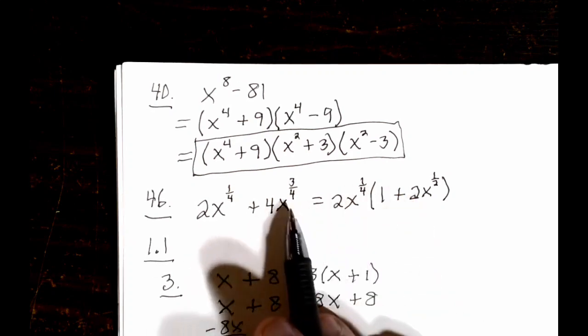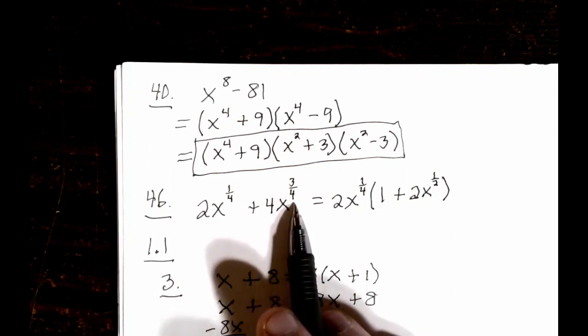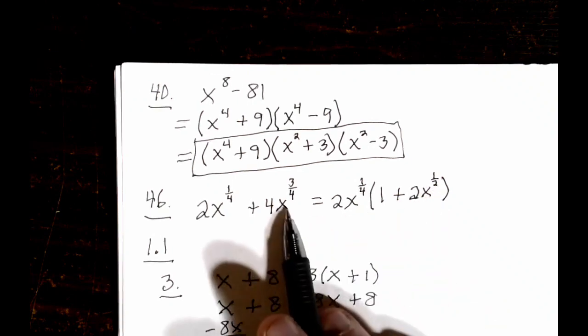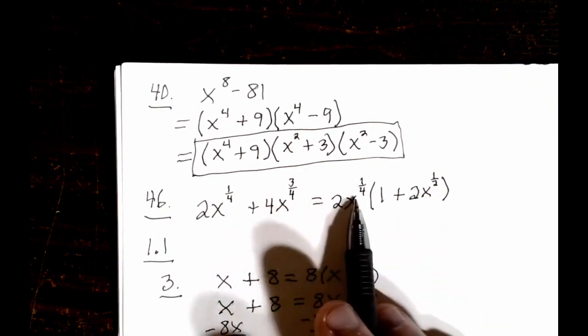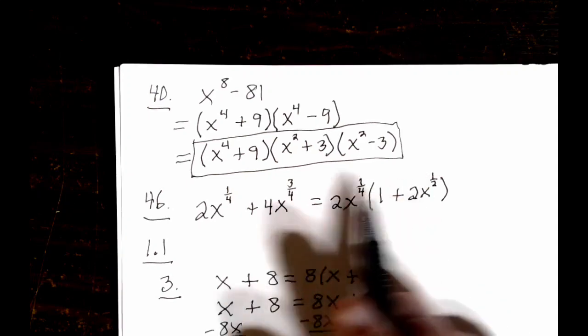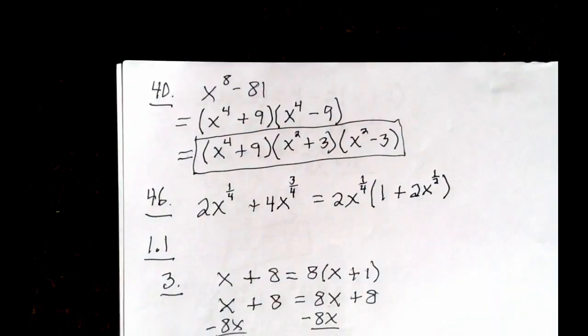Now here's the tricky part. When you pull an x to the 1/4 out of an x to the 3/4, you're left with x to the 1/2. Remember, multiplying bases, you add the exponents. So x to the 1/4 times x to the 1/2 is 1/4 plus 1/2, or 3/4. Okay, so one is a bit tricky.